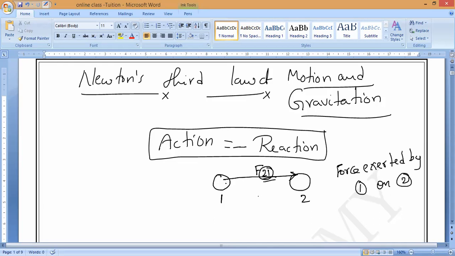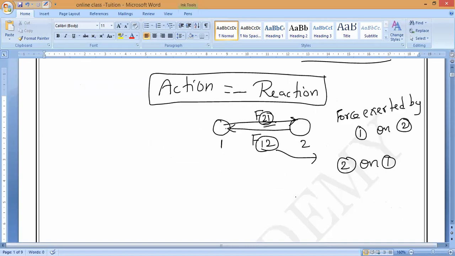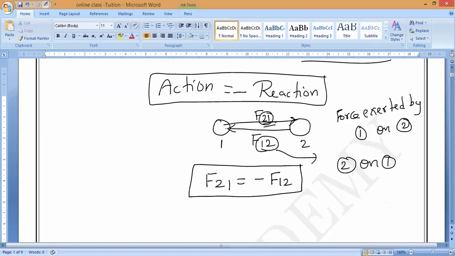What do we call the force exerted by 2 on 1? Can you guess and tell me? F12. That is called the force exerted by 2 on 1. So according to Newton's third law, F21 equals minus F12. Is it yes or no? What do we call this? Newton's third law. Please respond.